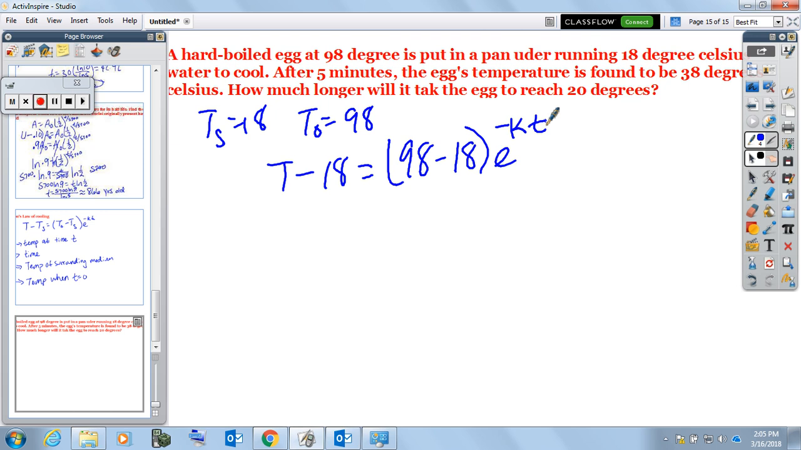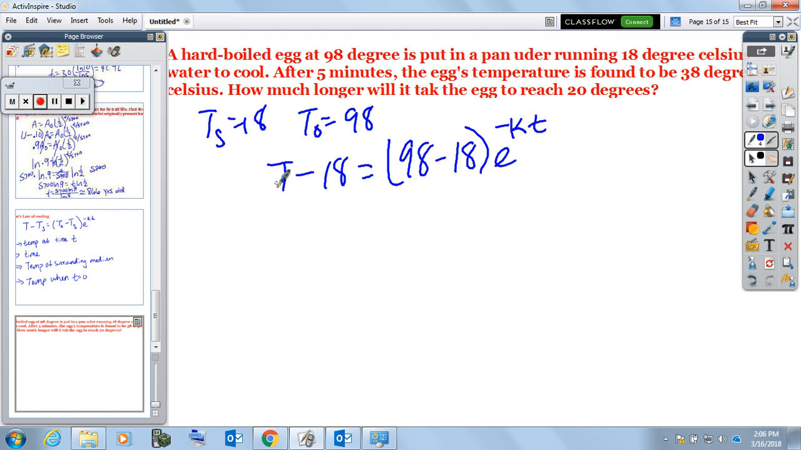It says after 5 minutes, the egg's temperature is found to be 38 degrees. So we can use that information, right? After 5 minutes, it's dropped down to 38 degrees. So what do you think that allows us to solve for? Hopefully you're getting to understand that it's going to help us solve for k. Because now we have a value for lowercase t, time, and we have an ending temperature at 38, and that'll help us find out k.